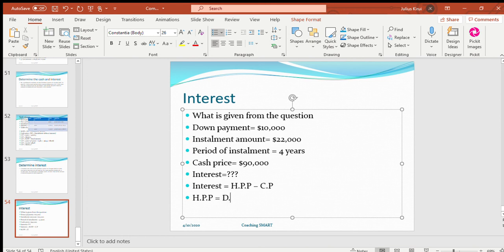We said what? Down payment plus installment times what? The period, is it? Or you can say period of installment. Okay. Now, can we get the hire purchase price first? How much is the hire purchase price? Down payment is what? 10,000 plus installment $22,000 times what? 4.